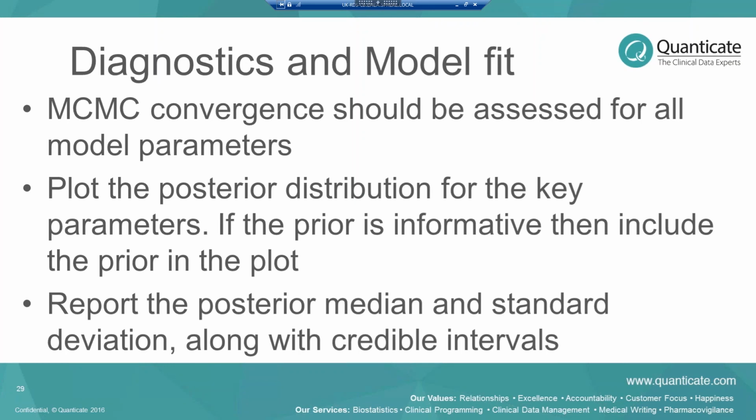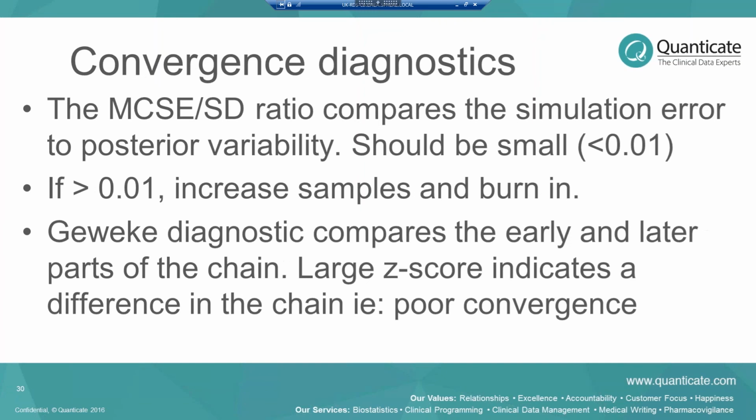So this is basically showing you how much of the error is due to variability in the data and how much to do with the model simulation error. And it should be ideally less than 0.01, although if that's really difficult to achieve, then 0.05 is reasonable. To make it smaller, you increase your number of iterations and increase the burn-in. So the burn-in is how many iterations you want to discard at the start.